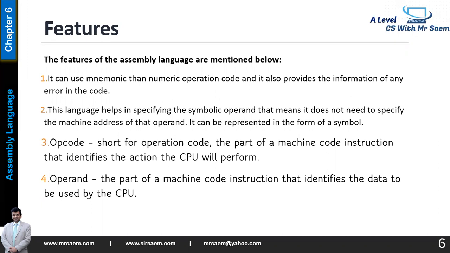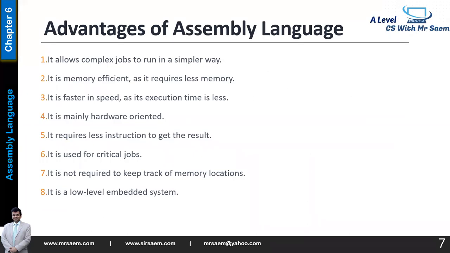The operand is the part of the machine code instruction that identifies the data to be used by the CPU. Now, this data that has to be used by the CPU could be data, and it could in fact be the address as well. So keep this in mind. It could be the data and it could be the address. So these advantages should be in your mind. You should know them.